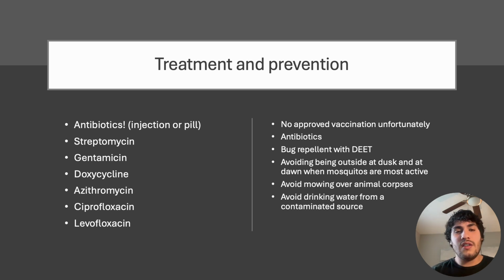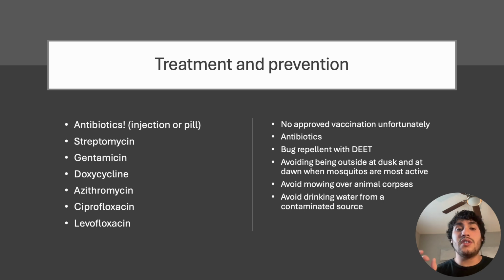And the key thing here is it's pretty easy to prevent because humans can't transmit it to another human. So we just need to take care of the zoonotic process, which would be just bug repellent with DEET to prevent mosquitoes and ticks from deciding to bite you. Wearing long sleeves can also help with this, and then avoiding dusk and dawn when those mosquitoes are most active. Obviously, like I mentioned earlier with that Martha's Vineyard case, let's try and avoid mowing over animal corpses, and at the same time, avoiding drinking water from contaminated sources or unknown sources is also a very good course of action.